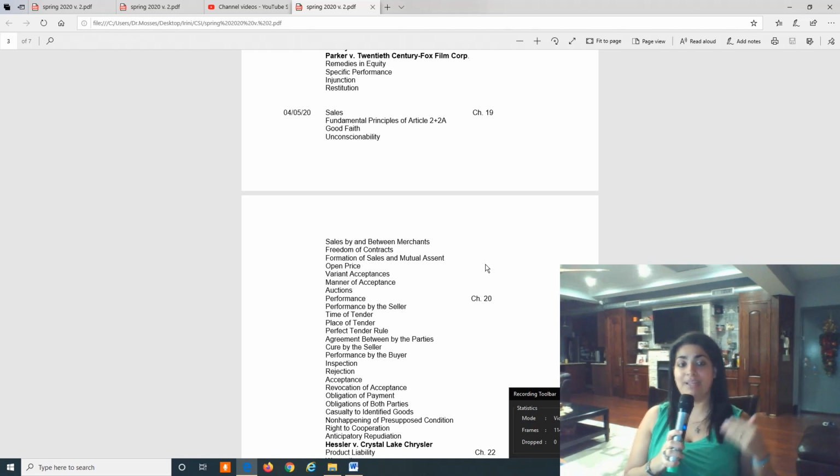So again, it depends on the industry, it depends on what's being ordered, it depends on the situation and the circumstances, right? So that's the perfect tender rule.